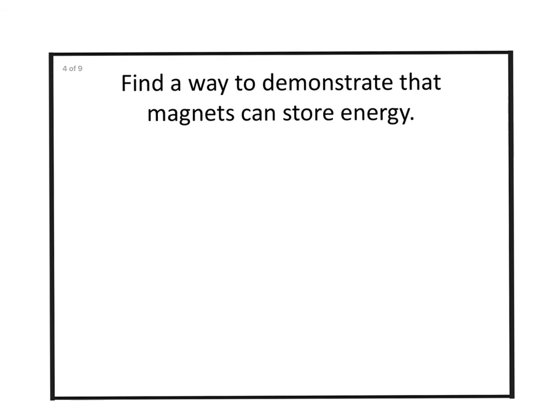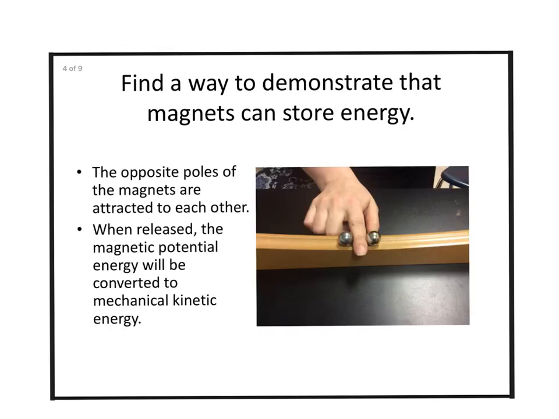Okay, so here's another task for you. How could you demonstrate that magnets can store energy? If I gave you two magnets, what would you do in order to show that? Well, how about something like this? If you separate two magnets with your finger, you can feel that the opposite poles of the magnet are attracted to each other. And if you released by moving your finger from between the two, they would slide together, converting that potential energy into mechanical kinetic energy.